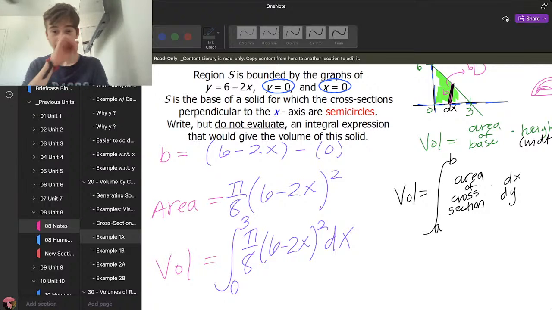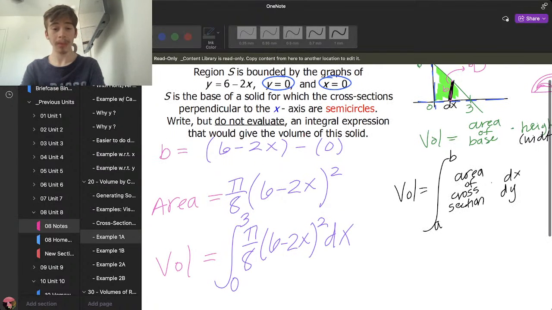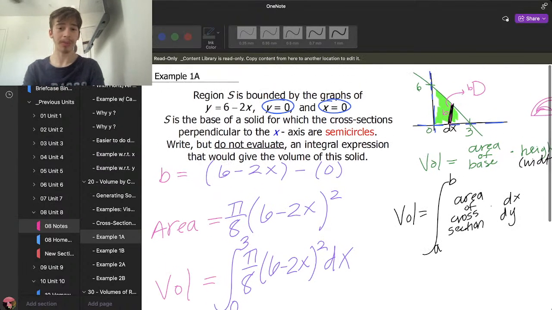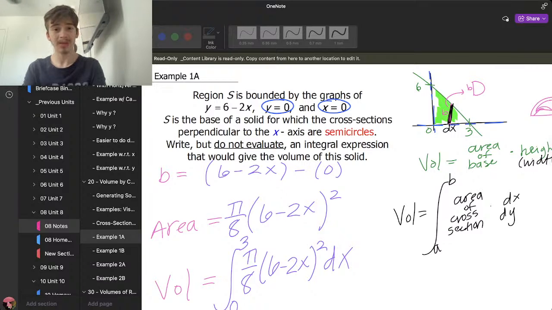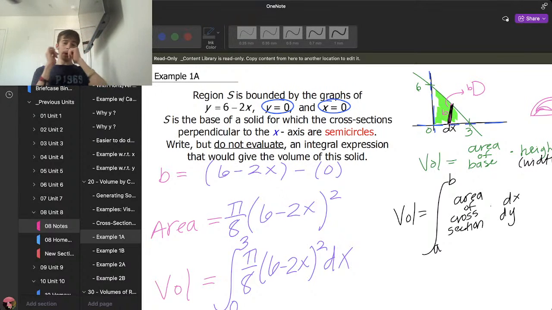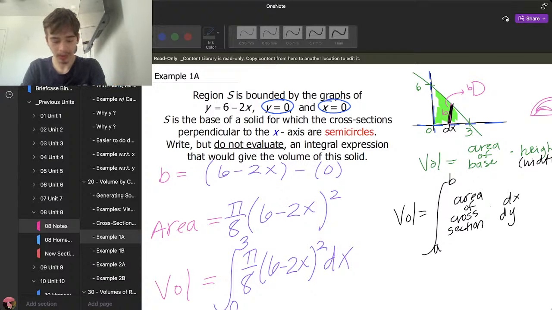Yeah, okay. BAV is a good format. B, you set up your base. Here, we have 6 minus 2x minus whatever your bottom is, which is x, so it's minus 0. That's your base. Your area, which we learned for semicircles, is pi over 8 parentheses b squared. Your b is 6 minus 2x, so just plug it in. And then your volume is where it's constrained between, which is 0 and 3. So it's integral from 0 to 3.